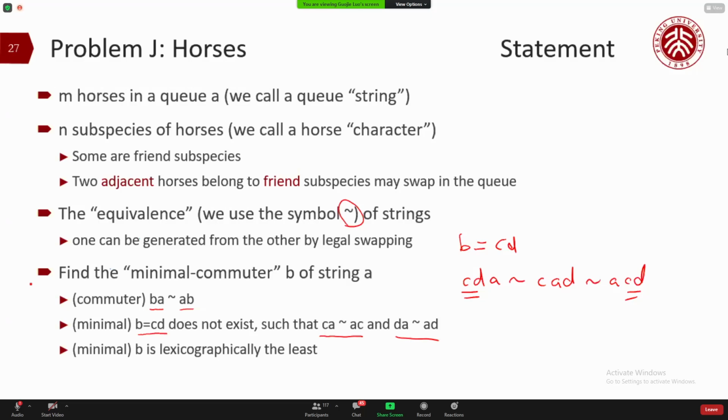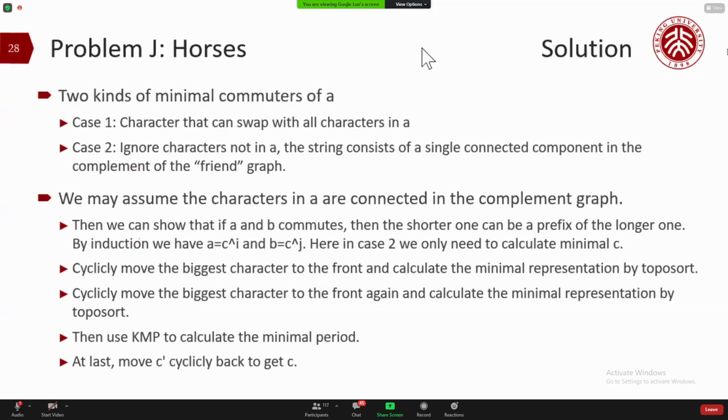Yeah. Because there's a long discussion for the details, here I only present the sketch of how to solve this problem. There are two kinds of minimum commuters of A.